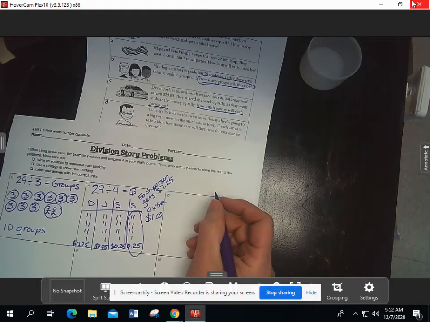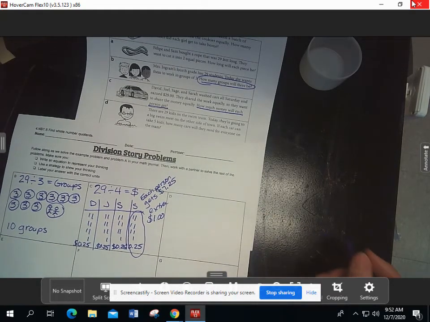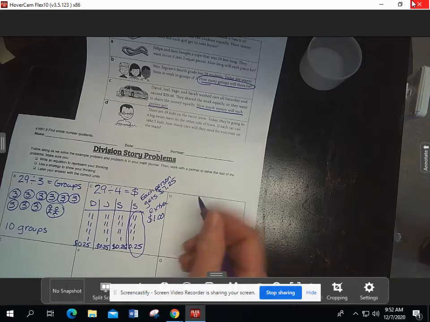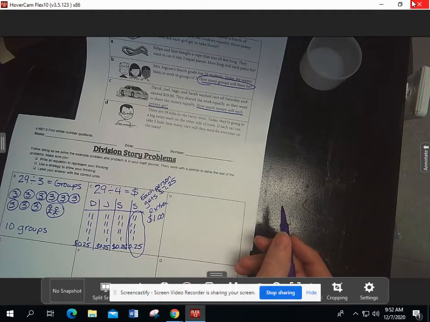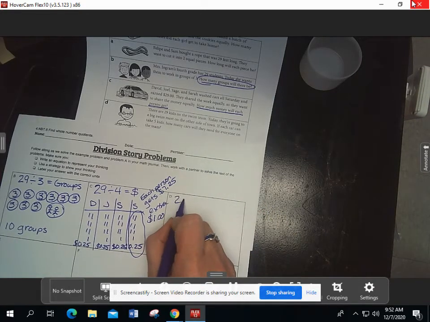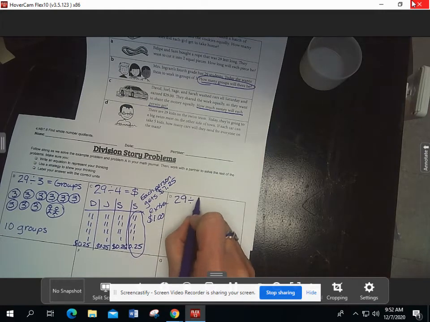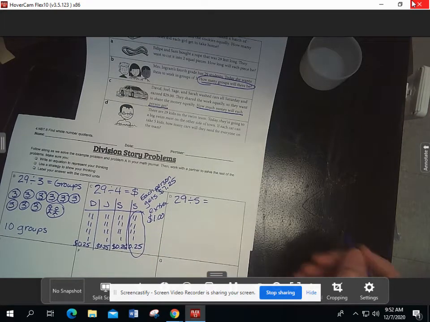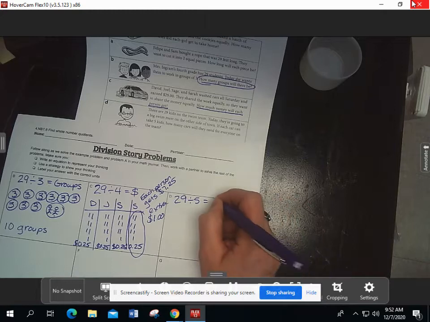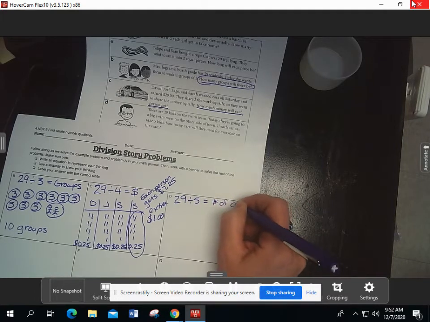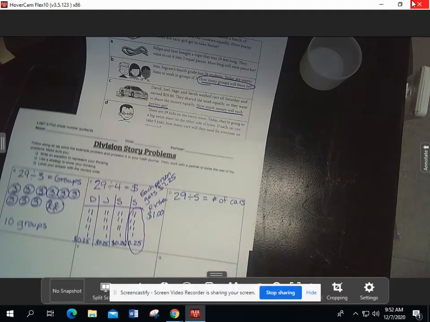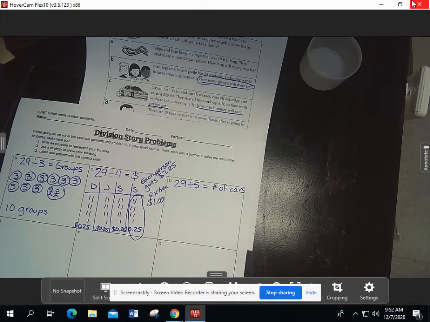Okay, so what will our equation be? 29 divided by 5. 29 divided by 5 equals what? Number of cars. Number of cars. Okay, so how do we figure this out?